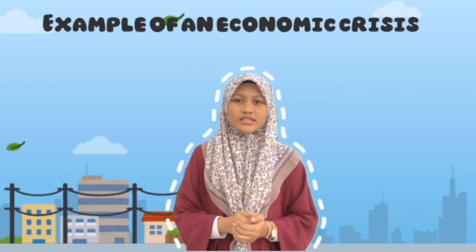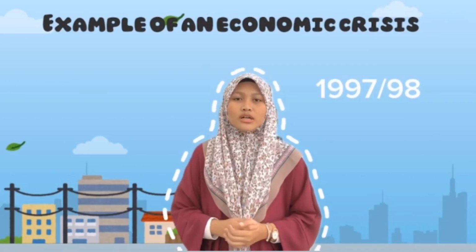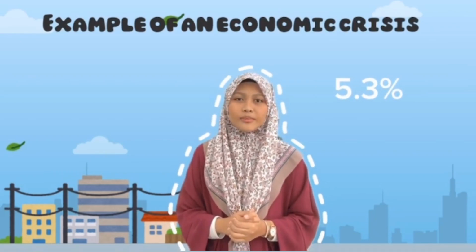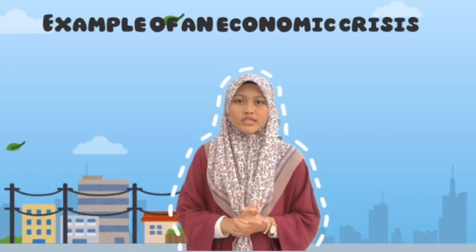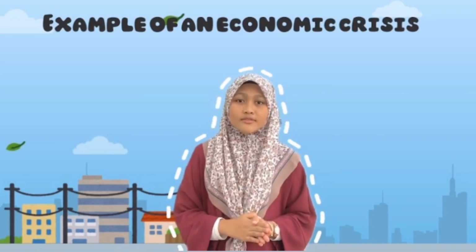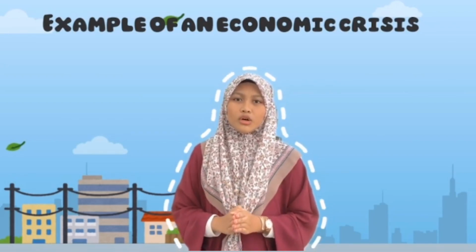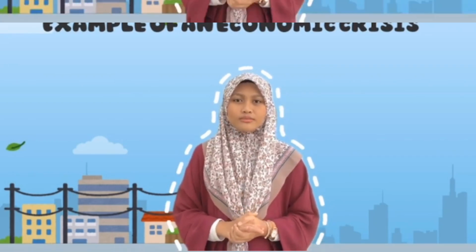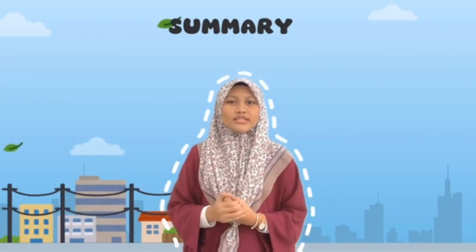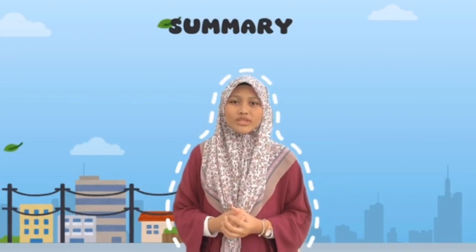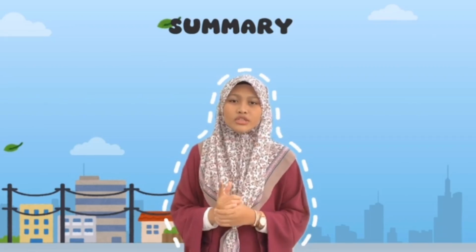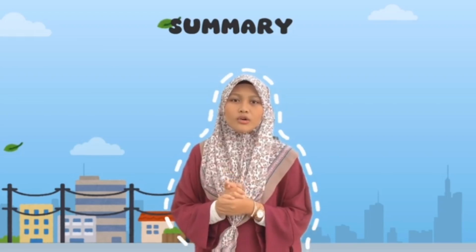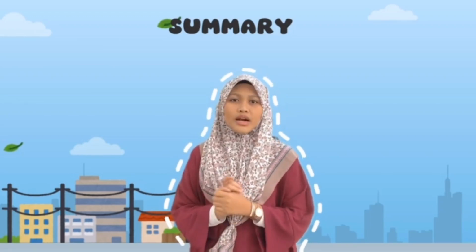The Asian financial crisis of 1997 to 98 is an example where inflation rose to 5.3% due to factors like higher production costs. This shows how demand and other factors can push prices up, contrasting with today's situation where weak demand is keeping inflation low. In summary, the article shows that demand-pull inflation can happen in different ways, especially when demand is low.